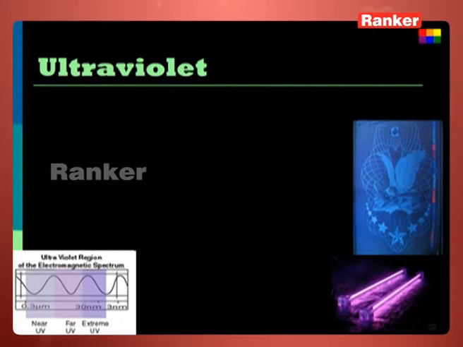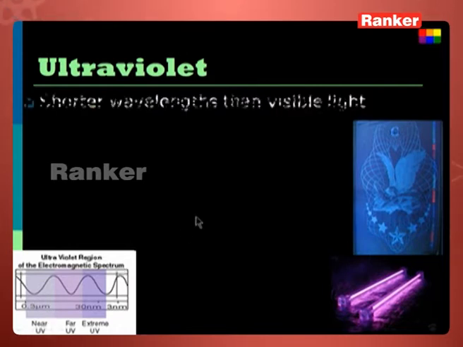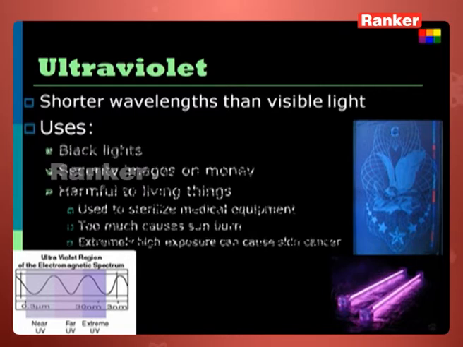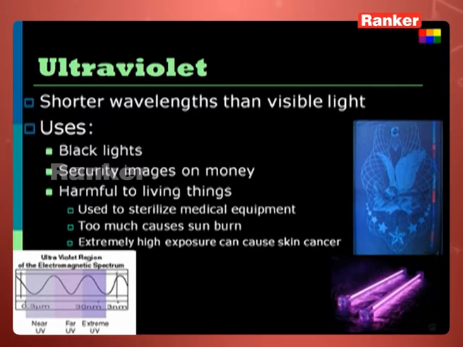Now ultraviolet. The ultraviolet portion starts from 3 nanometers to 0.3 micrometer, and it is absorbed by the ozone layer. They have shorter wavelengths than visible light. Their uses: black lights in photography. Security images on money use ultraviolet light, and it is very harmful to human beings. It is used to sterilize medical equipment. Too much causes sunburn. Extremely high exposure can cause skin cancer.